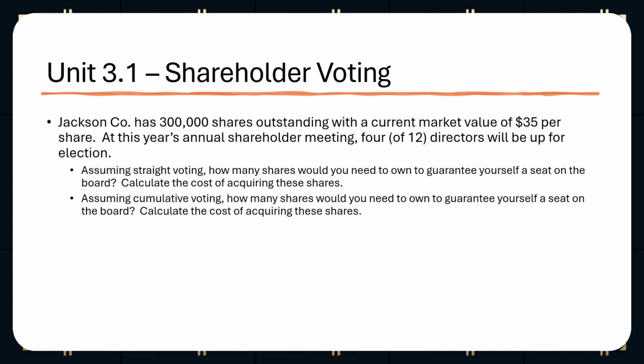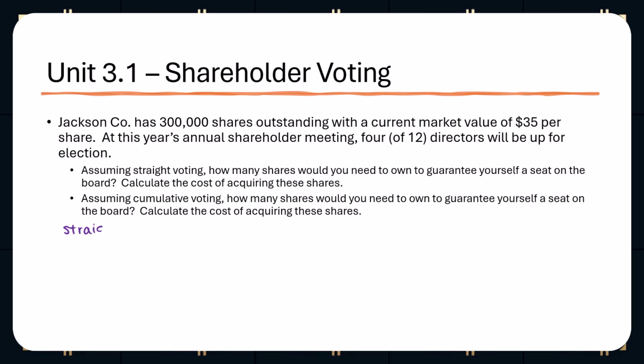Jackson Co. has 300,000 shares outstanding with a current market value of $35 per share. At this year's annual shareholder meeting, 4 directors will be up for election. Assuming straight voting, how many shares would you need to own to guarantee yourself a seat on the board? Also calculate the cost of acquiring these shares. We'll do the same thing using cumulative voting. Let's go ahead and start with the straight voting.